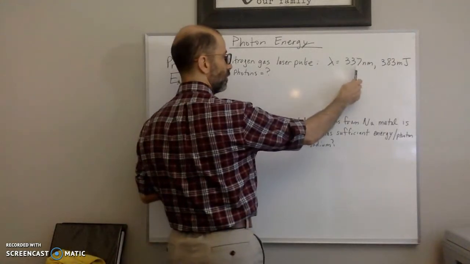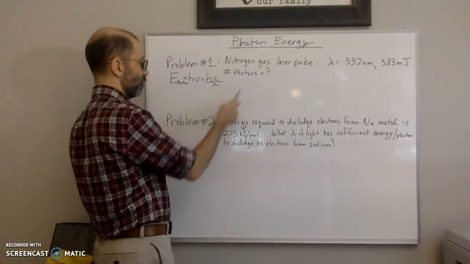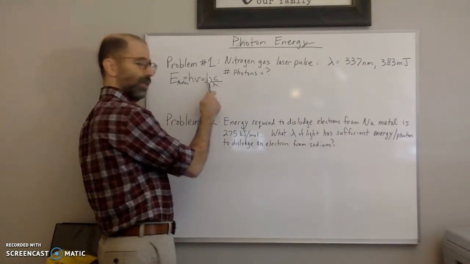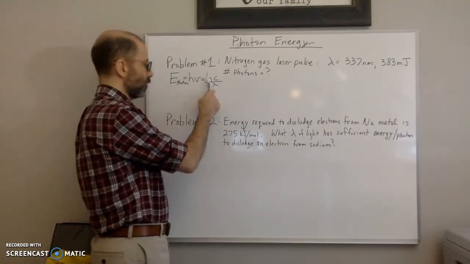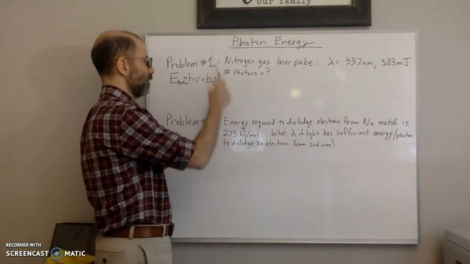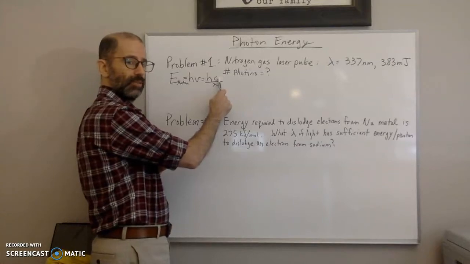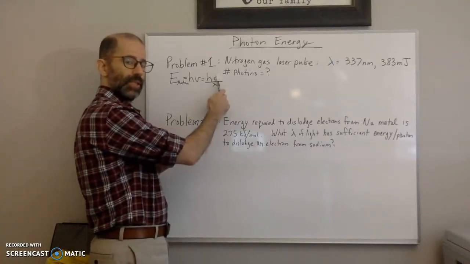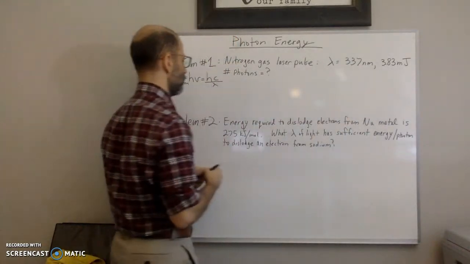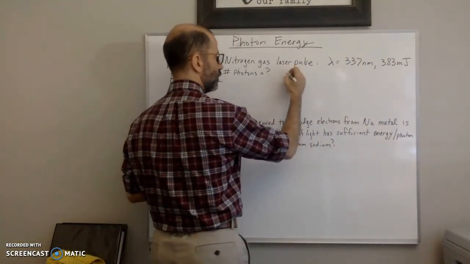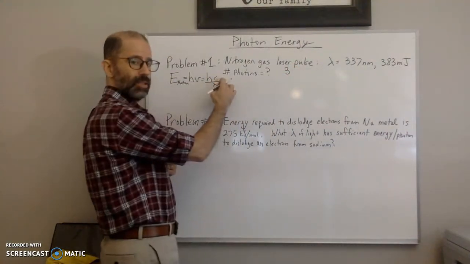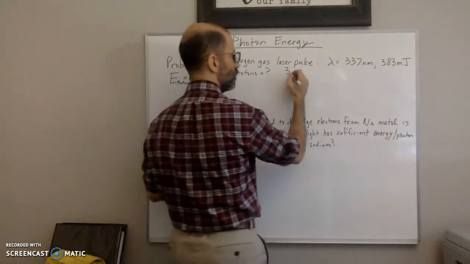And we're given lambda. So we can use E, the energy of the photon, equals hc over lambda, because we know Planck's constant, which is 6.626 times 10 to the negative 34 joule seconds. For the speed of light, we have 3.00 times 10 to the 8 meters per second, and they gave us nanometers. So the first thing we want to do is convert nanometers to meters, because our speed of light is in meters.